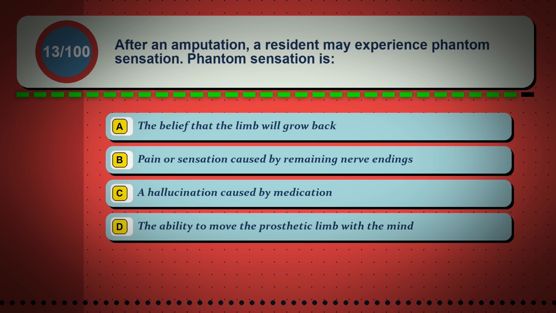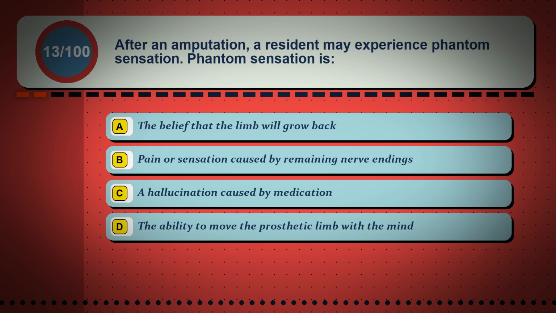Question 13. After an amputation, a resident may experience phantom sensation. Phantom sensation is: Option A. The belief that the limb will grow back. Option B. Pain or sensation caused by remaining nerve endings. Option C. A hallucination caused by medication. Option D. The ability to move the prosthetic limb with the mind.